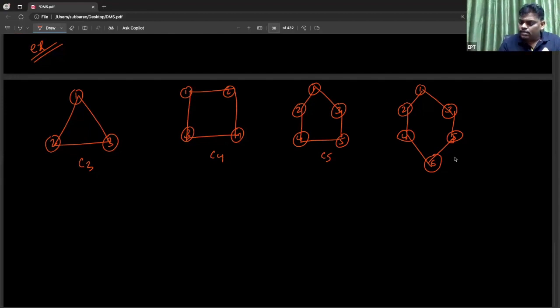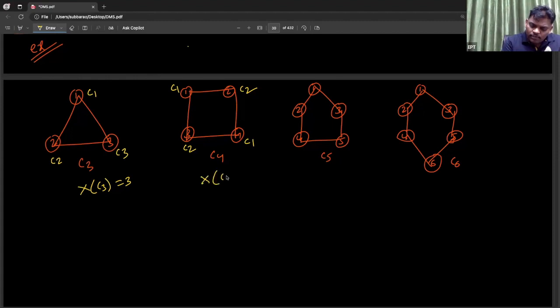It is a C6. Now listen. One time listen this also. It is a C1, it is a C2, it is a C3. So the chromatic number of this one, C3, is 3. But if you see this one, C1, C2, C1, C2, the chromatic number of C4 is 2.